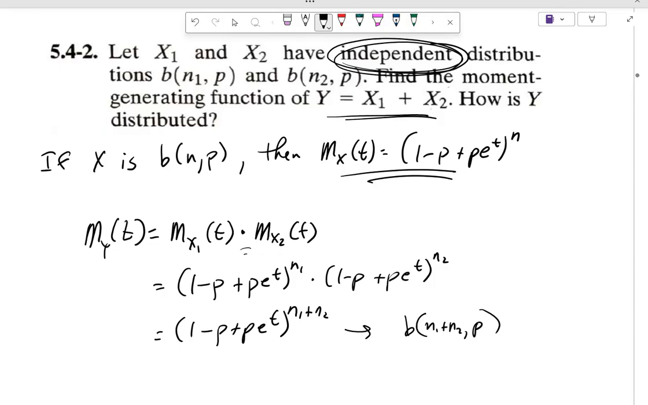So what's the point of this? Must have some sort of a point. If you have independent binomials with the same probability of success, the sum of independent binomials is still binomial. And all you do is just add the trials. Okay. Why is that important? Well, it's going to be important later on when we talk about the central limit theorem. That's what we're going to talk about on the last day of class, the central limit theorem.